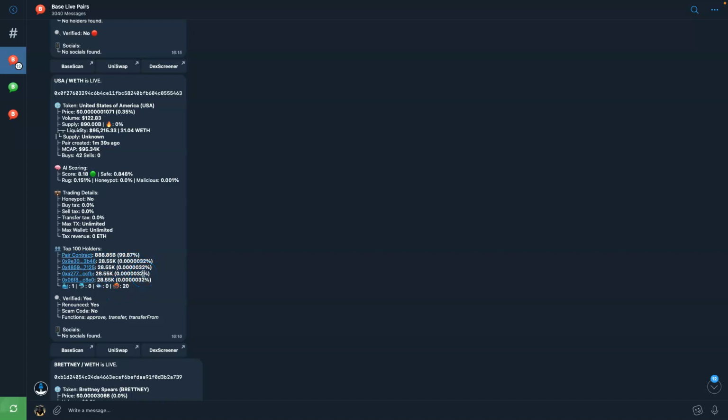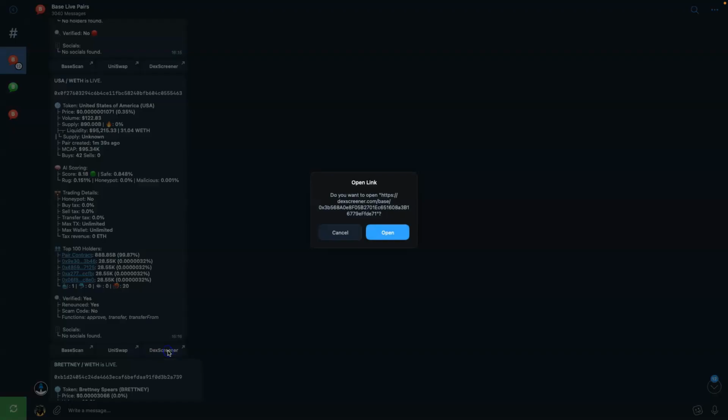So is this an airdrop? What does this look like? Don't really like it. It's got high liquidity though, super high liquidity that's there. Buys 42, sells none. Then I'd be looking. It is renounced. It's not a honeypot. Okay, I could probably go and have a look at this one.